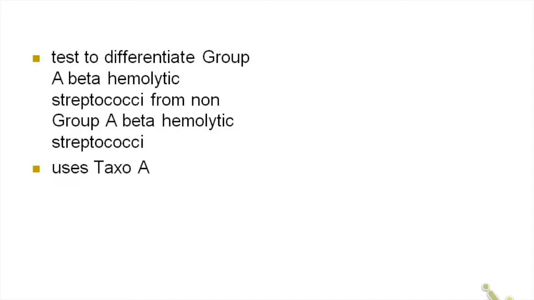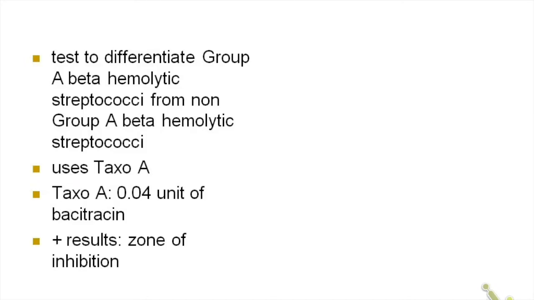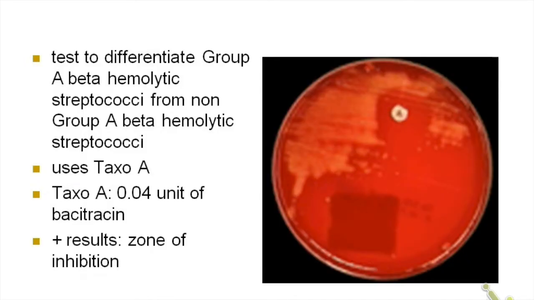Use Taxo A, which is, by the way, made up of 0.04 unit of bacitracin, and a positive result is characterized by a zone of inhibition. So if there is a zone of inhibition here, as you can see, then this one is considered positive for the bacitracin test. Okay, so no inhibition means it's negative.